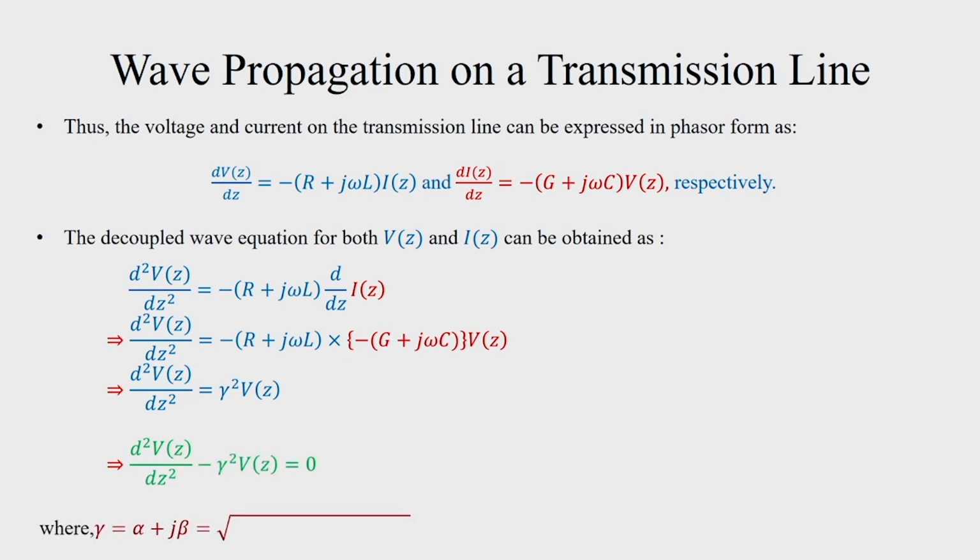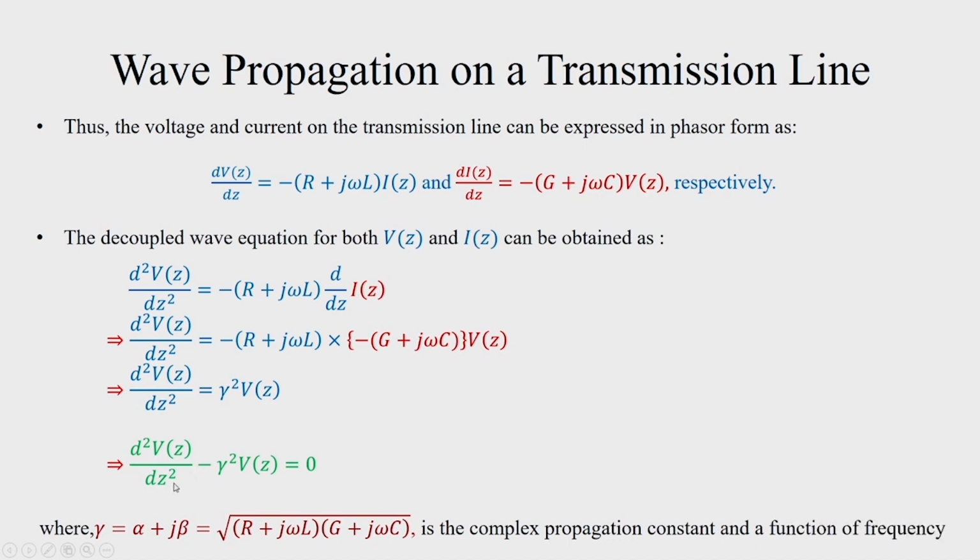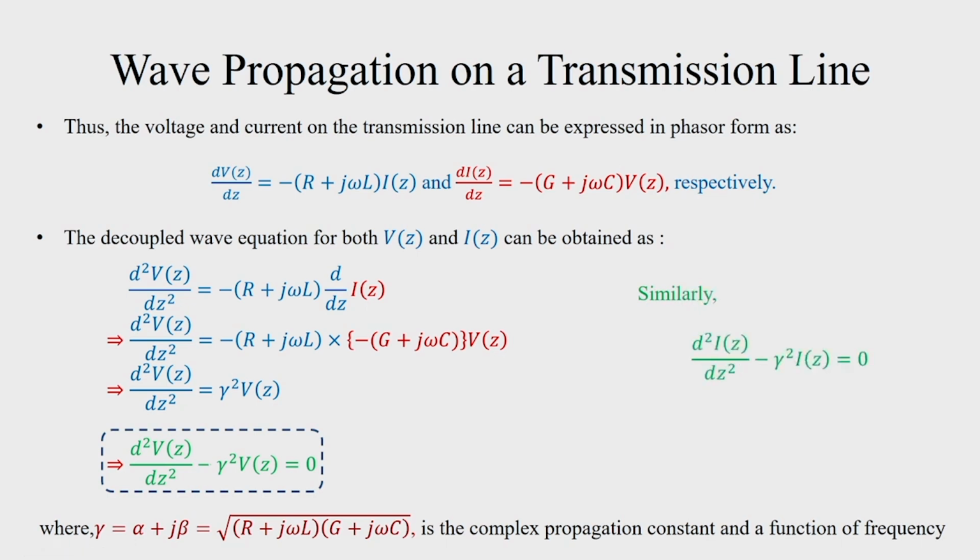And rearranging the terms, we can write it of this form: d squared V/dz squared minus gamma squared V equal to 0, where gamma, which is equal to the square root of (R plus j omega L) times (G plus j omega C), is the complex propagation constant and can be written as alpha plus j beta. We can also in the same manner form the wave equation for the current.